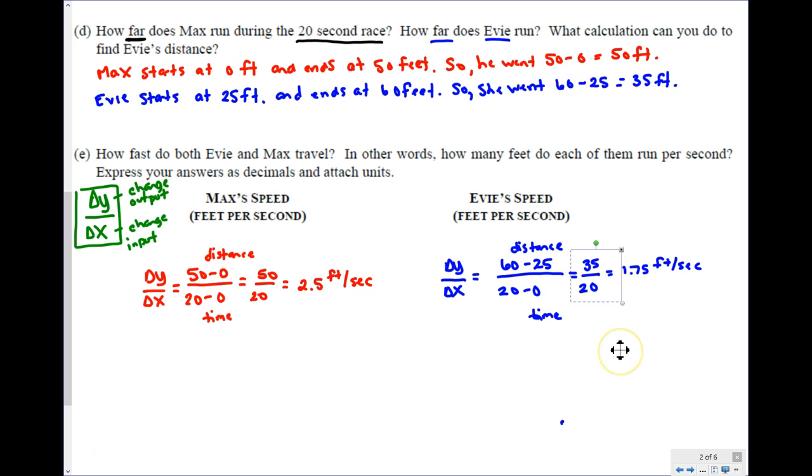Now feet per second makes sense because what's the distance rated in? Distance is in feet, right? And what's the time rated in? Seconds. So I have feet over second, feet over second. All right?